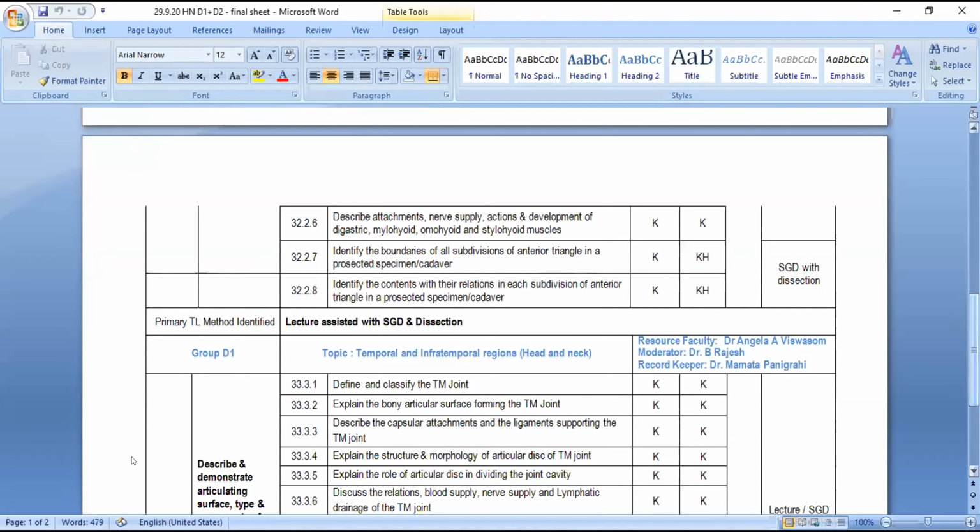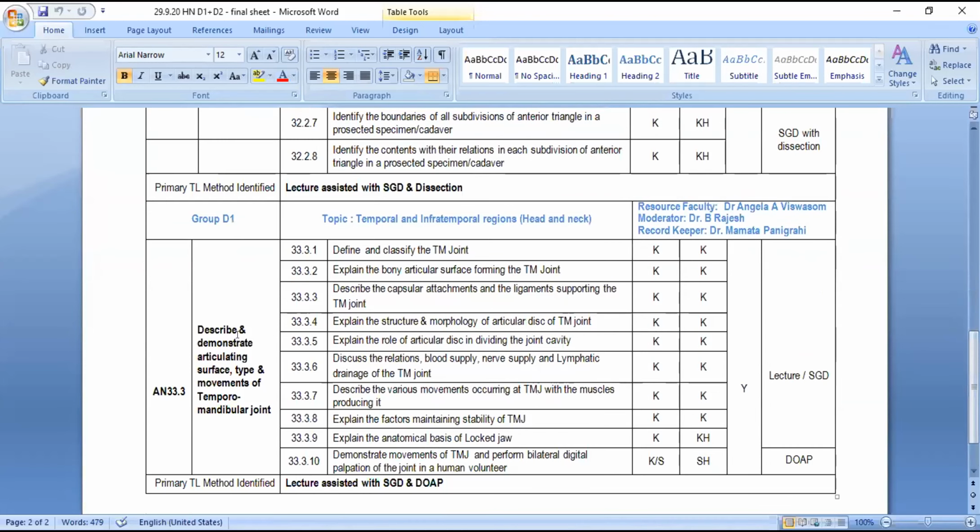The second competency is AN 33.3, describe and demonstrate articulating surface, type and movements of temporomandibular joint. The SLOs framed are: 3.1, define and classify the temporomandibular joint. 3.2, explain the bony articular surface forming the temporomandibular joint. 3.3, describe the capsular attachments and the ligaments supporting the temporomandibular joint. 3.4, explain the structure and morphology of articular disc of temporomandibular joint. 3.5, explain the role of articular disc in dividing the joint cavity.